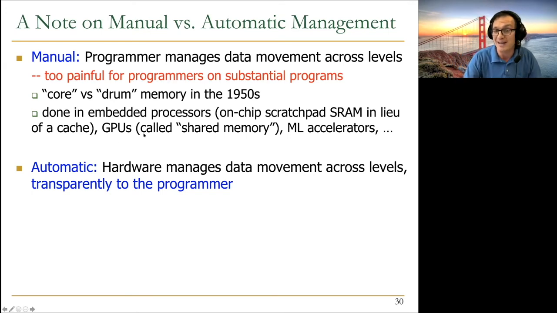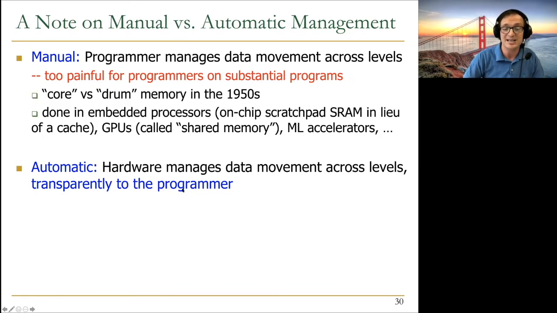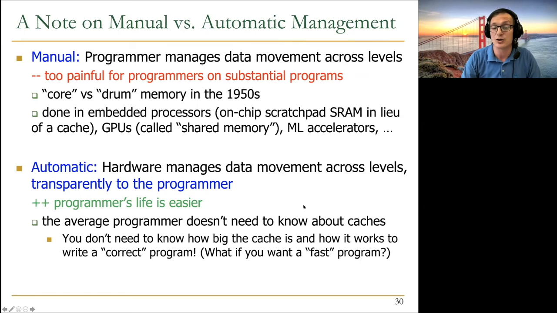But GPUs also have caches today that are automatically managed. I'm going to show you examples of this. Automatic management: hardware manages the data movement, as we said, transparent to the programmer. So the big advantage is the programmer's life is a lot easier. With complicated programs, the programmer doesn't need to deal with it. And the average programmer doesn't need to know about caches.